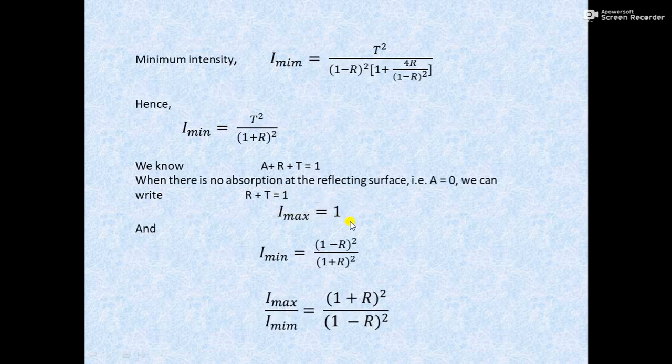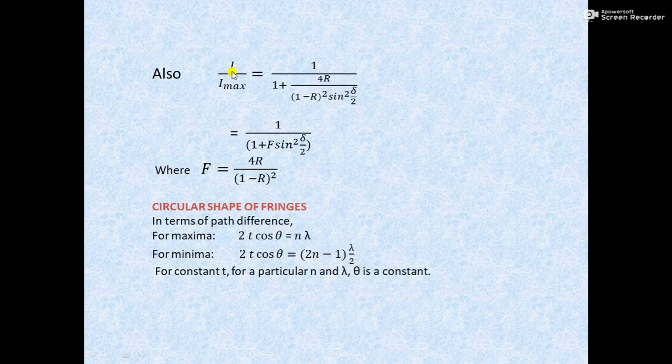So, we have I max is equal to 1, and the expression for I minima will be 1 minus R square. In place of T square, we can put 1 minus R whole square divided by 1 plus R square. So, I max by I minima is just the reciprocal of this, because I max is equal to 1. So, I max by I minima is equal to 1 plus R whole square by 1 minus R whole square. Also, if we calculate I by I max, it gives 1 by 1 plus 4R by 1 minus R square sin square delta by 2. Now, we can replace 4R by 1 minus R square by F and simplify the equation as 1 by 1 plus F sin square delta by 2.